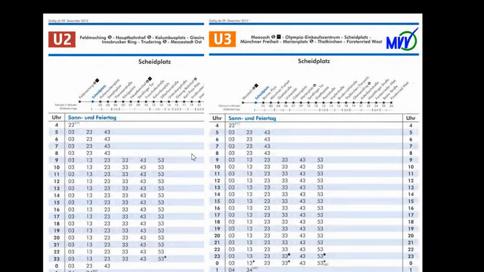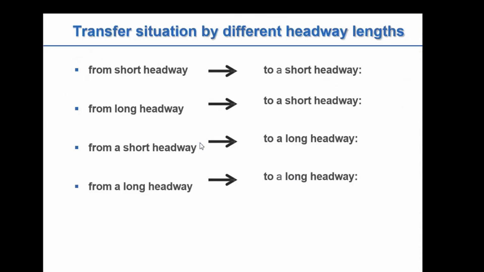So this is the typical example of a coordinated transfer station of the different underground lines at Scheidplatz, the U2 and U3. Okay. So at the transfer station, we need to consider that. If we have two lines coming with a short headway, we need to understand that as well. If we want to integrate longer and shorter headways, or connect shorter and longer headways, or connect longer and longer headways, those are the different typical examples.